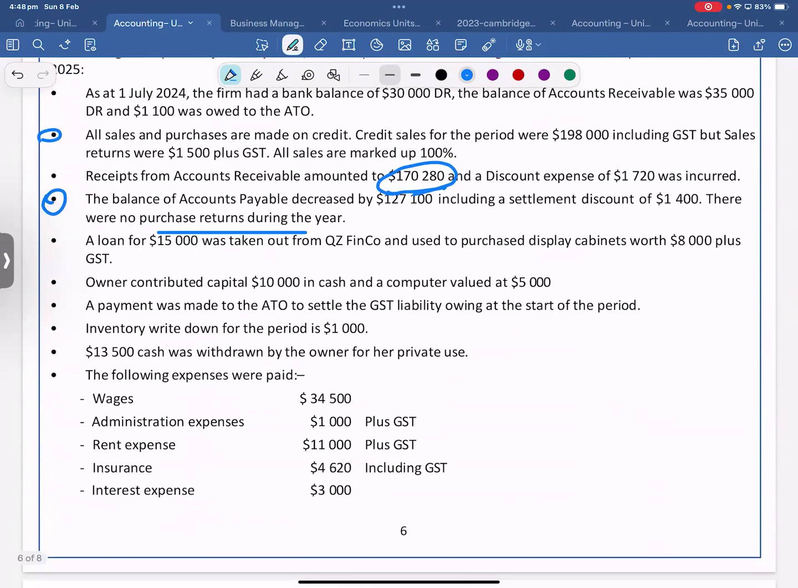Right. Next one is, guys, a loan of 15,000 was taken out. Then what's the entry for this one? Loan 15,000 was taken out from QC Finance. What should we do? Inflow in financing.